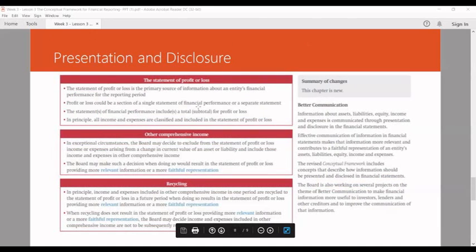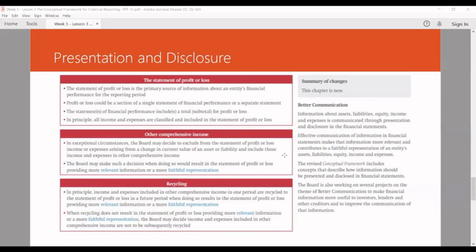Information and disclosure. The statement of profit or loss is the primary source of information about an entity's financial performance for the reporting period. Profit or loss could be a section of a single statement of financial performance or a separate statement. The statement of financial performance includes a total or subtotal for profit or loss. In principle, all income and expenses are classified and included in the statement of profit or loss.